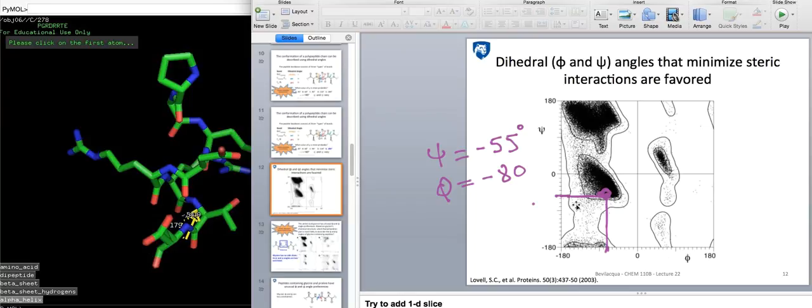So hopefully this helps you to think about what dihedral angles are and how they relate to the Ramachandran plot. Go in, and if you didn't do that last problem on the recitation, now's a good time to practice it on your own.